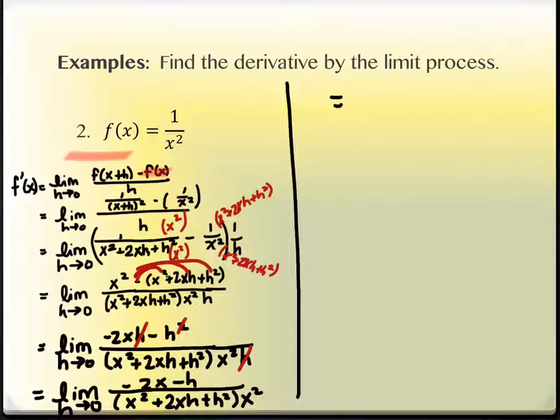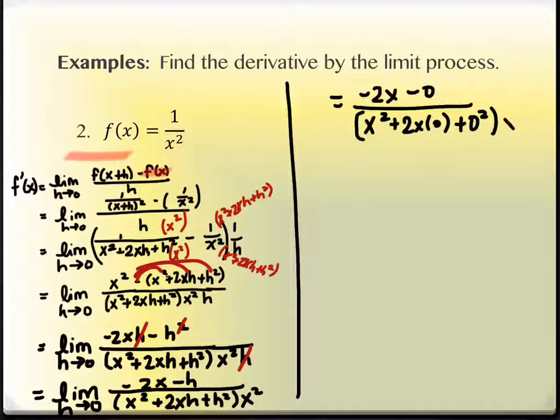So I can actually write down that I have negative 2x minus 0 over x squared plus 2x times 0 plus 0 squared. All of that is multiplied by x squared. So I do have some pieces becoming 0. It's just the whole denominator is not becoming 0, which was the problem. So my numerator is negative 2x. My denominator has an x squared and another x squared in it, doesn't it?